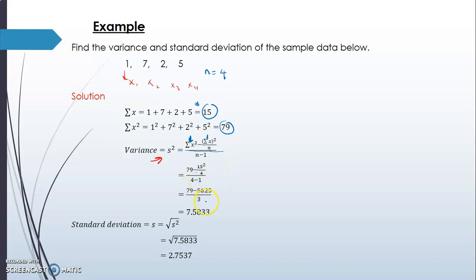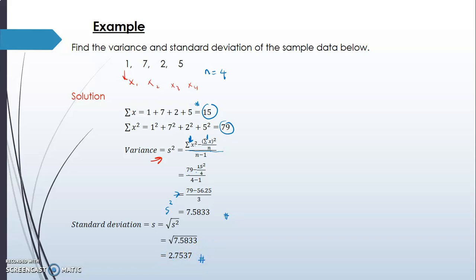Okay, and simplify your calculation. And the final answer is 7.5833. So this is the value of variance, S square. Okay, and then next, to find the standard deviation, the formula is just the square root of the variance value. So square root of 7.5833, and the final answer for standard deviation is 2.7537.